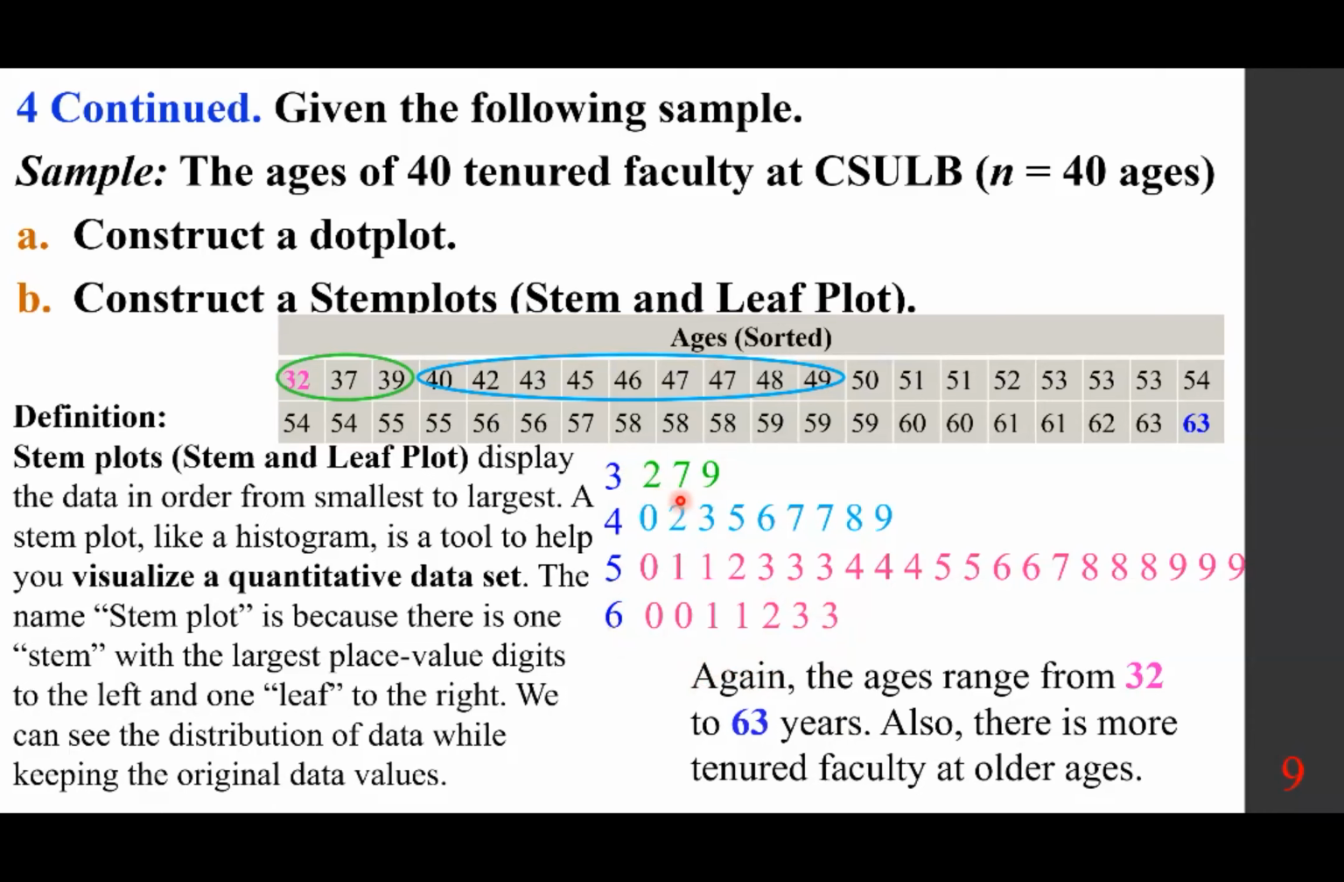Please understand the meaning of it. Let's say this is missing. Smallest value, 32. Largest value, 63. So the largest value in any class, this would be 39, this would be 49, this would be 59, this would be 63. So the age ranges from 32 to 63 years. And there is more tenured faculty at older age.